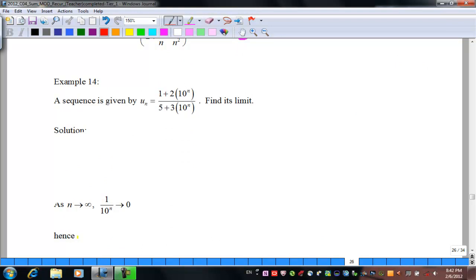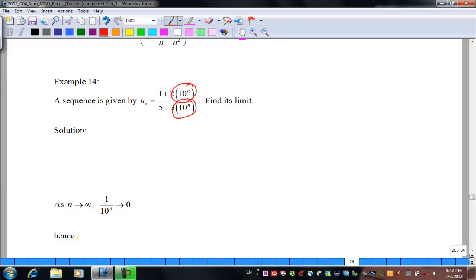Now in this case, un is equals to 1 plus 2 times 10 to the power of n over 5 plus 3 times 10 to the power of n. So where's my n? N is in the exponent, right? It's in the power. We call this the exponent. So what is my polynomial in terms of n? Well, then my polynomial is actually 10 to the power of n, right?